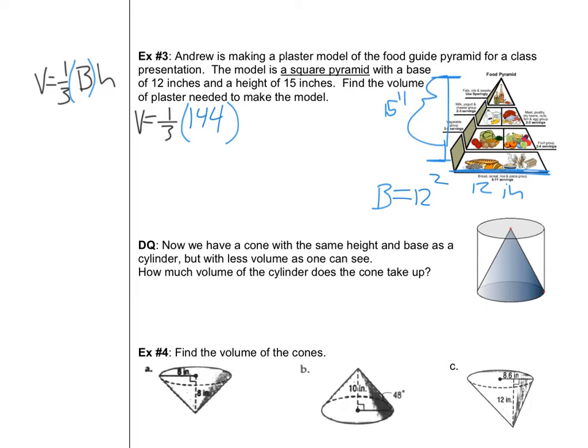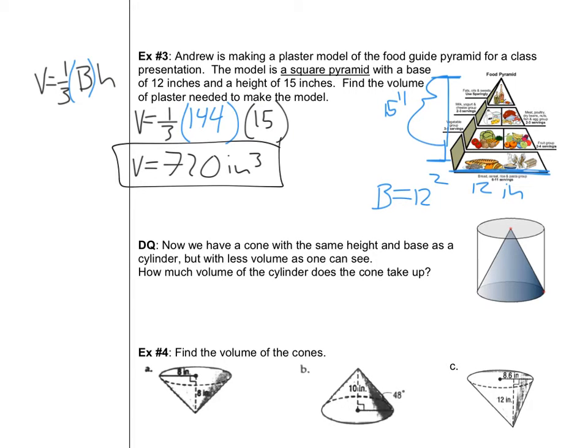And then we're going to multiply that by the height, which they also give us is 15. And so we could just multiply this all together, and we get 720 cubic inches. You can check it in your calculator, make sure I did it right, but that would be the volume of plaster needed to make this pyramid.